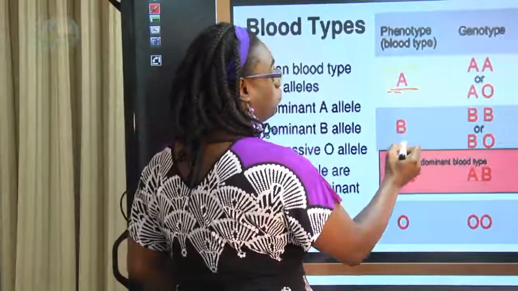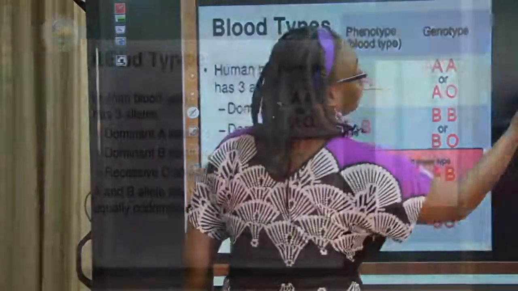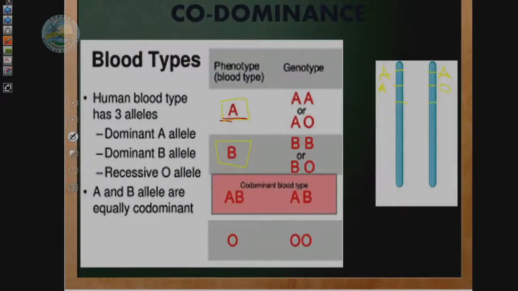If you're blood group B, similarly, you can either be capital B, homozygous dominant, or capital B, O. B being dominant to O, what is expressed would be blood type B.